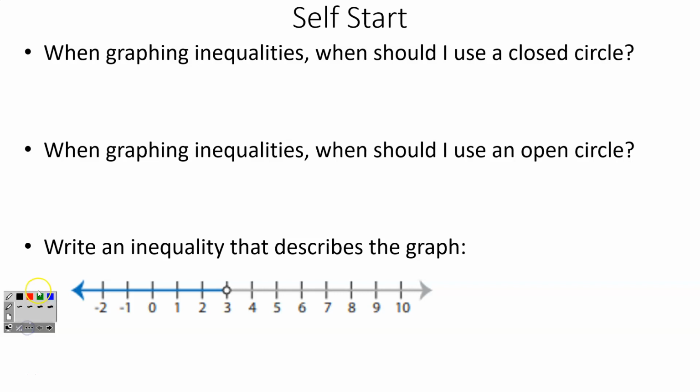For self-start today, we're doing a review of what we did yesterday. Question number one: when graphing an inequality, when should I use a closed circle? Closed circle, fill it in. There we go. You use a closed circle when you want to include that number, which means you're using a less than or equal to or a greater than or equal to. That equal to means you're going to use the number. That's why it's a closed circle.